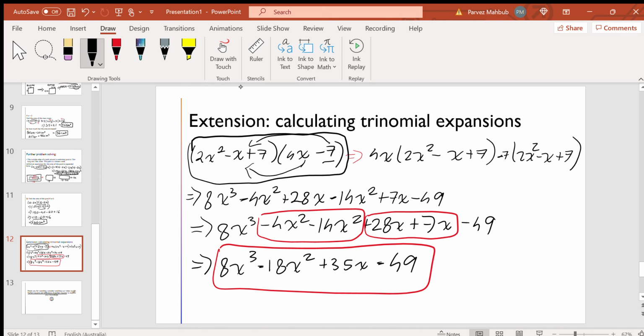So if we group them together, we get 8x cubed minus 4x squared minus 14x squared, plus 28x plus 7x, minus 49. So we combine minus 14x squared with minus 4x squared, and we add 7x to 28x, and our final answer is 8x cubed minus 18x squared plus 35x minus 49. So this is our final answer.